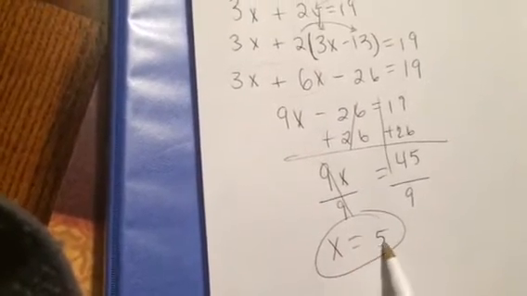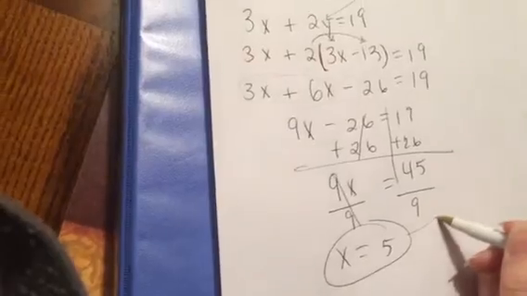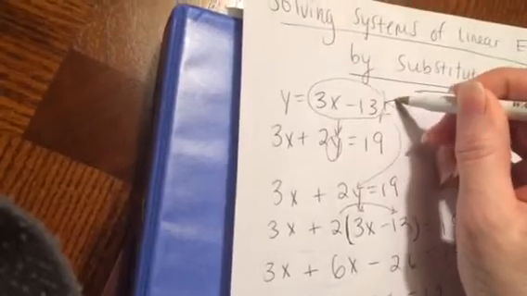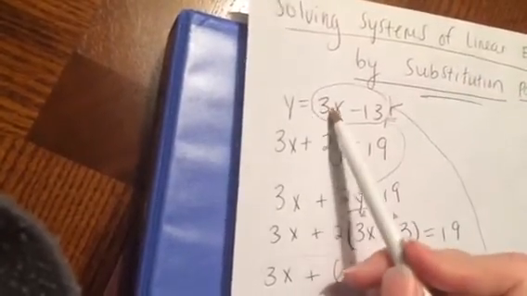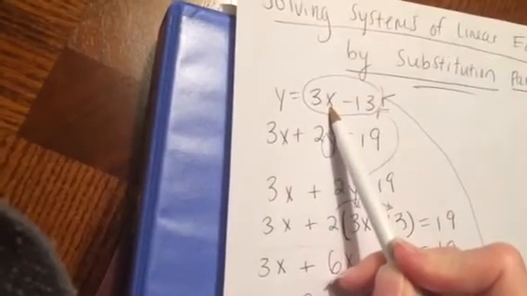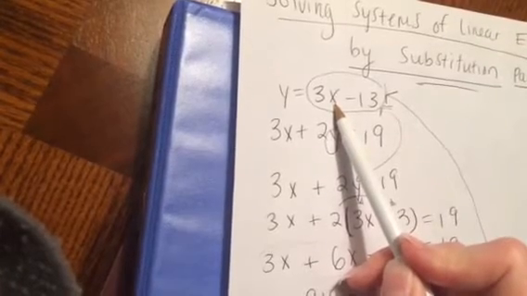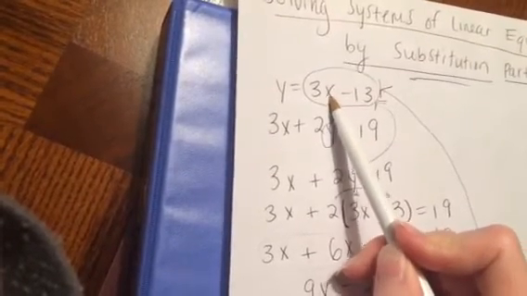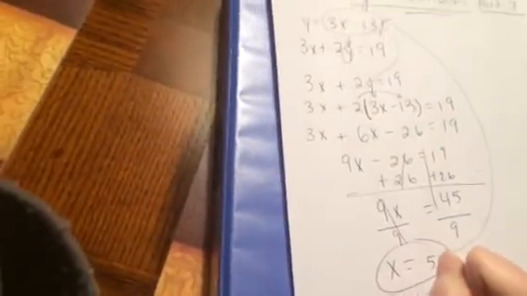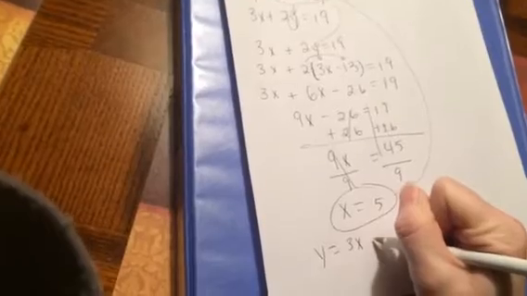Now that we know the value for x, if x equals 5, we can now plug it back in to our equation up here. We know that y equals 3x minus 13. And we know the actual numerical value for x now, so we're going to plug that in. Okay, so let me recopy this equation down here: y equals 3x minus 13. We know that x equals 5, so let's plug this in right there.